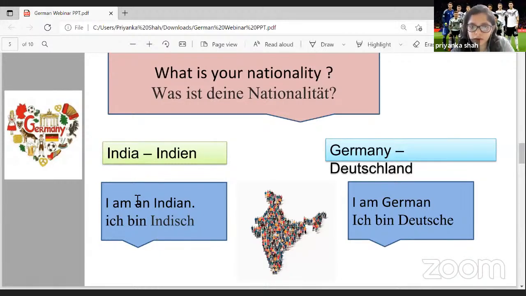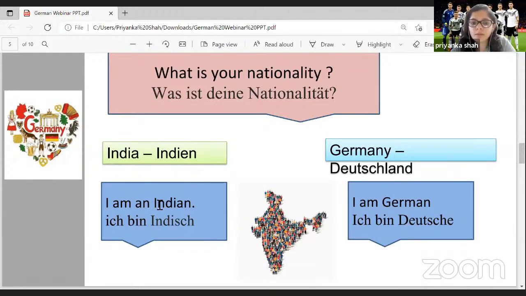So if someone is coming from India, then India is called as Indian. So when you go to Germany, they don't know India. You say my country is India. So India is known as Indian and Germany is known as Deutschland. The country name of Germany is Deutschland. Okay, so that is how it is. So they don't say this is Germany. They say this is Deutschland and that is Indian.